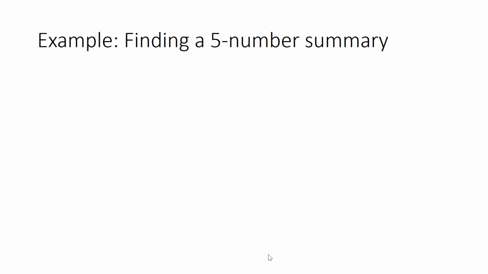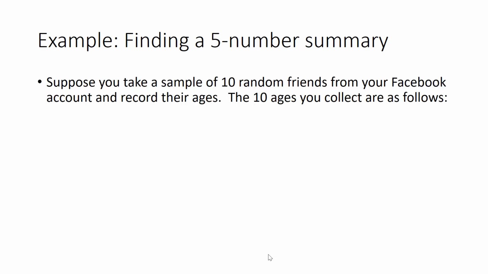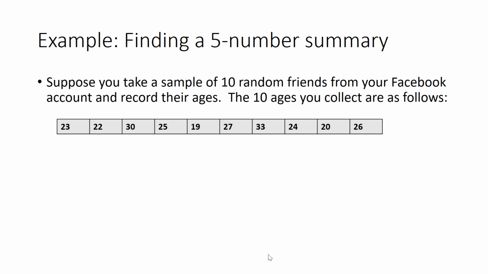Let's use an actual example. So let's suppose you have a sample of 10 random friends from your Facebook account and you record their ages. The 10 ages you collect are as follows. Take a minute and look at this data set. Notice that these numbers are not in any particular order. Therefore, finding the 5 number summary as the data is given to us would be meaningless.